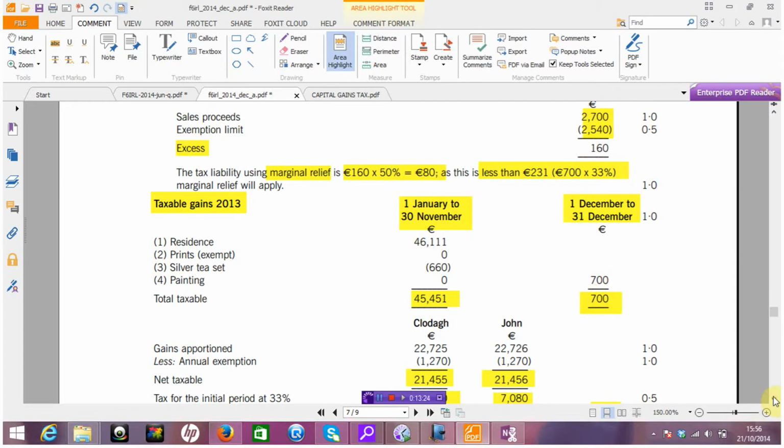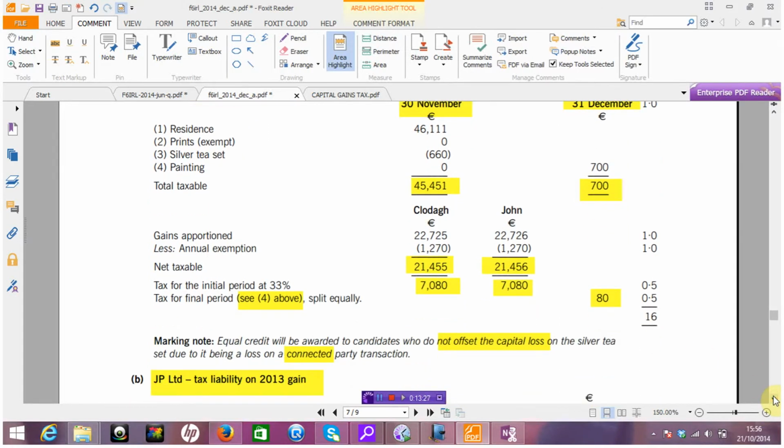So in terms of a summary, or how we get to a total tax figure, we're going to split between both individuals. They're married, but they both will have their AE. So we'll see that the figure here is simply split between each individual, 22,725 and 22,726. Deduct the AEs, and then we have net taxable. We tax at 33%, as we know. That gives us a figure of 7k approximately.